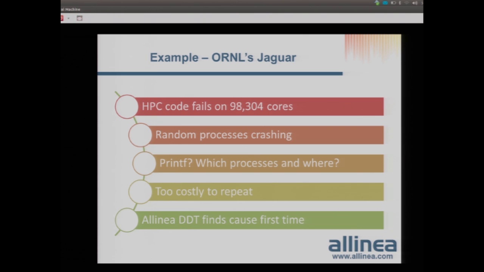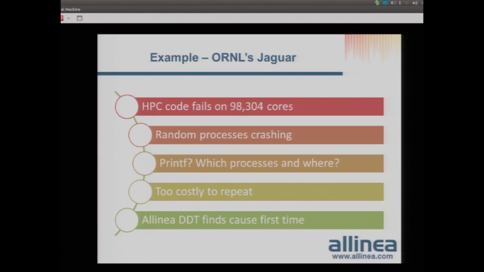98,304 cores would also be a long time to wait around in the queue to get that. You can't just say, oh, can I have that many cores now? It doesn't work like that. You have to ask people very nicely to get special reservations and then use that time very wisely. So I needed something that would actually work first time.